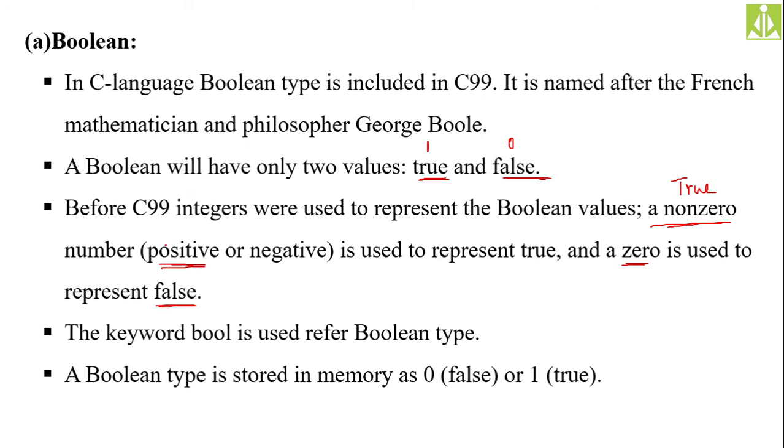And in order to represent the Boolean type, the keyword bool is used. Okay, so how will Boolean values be stored inside the memory? Either 0 or 1. 0 represents a false value and 1 represents true. This is how Boolean values are stored inside the memory.